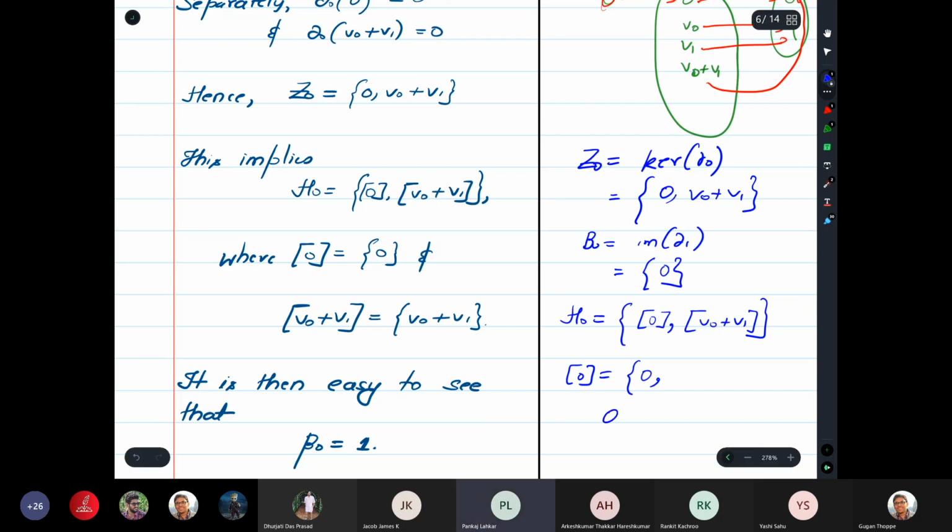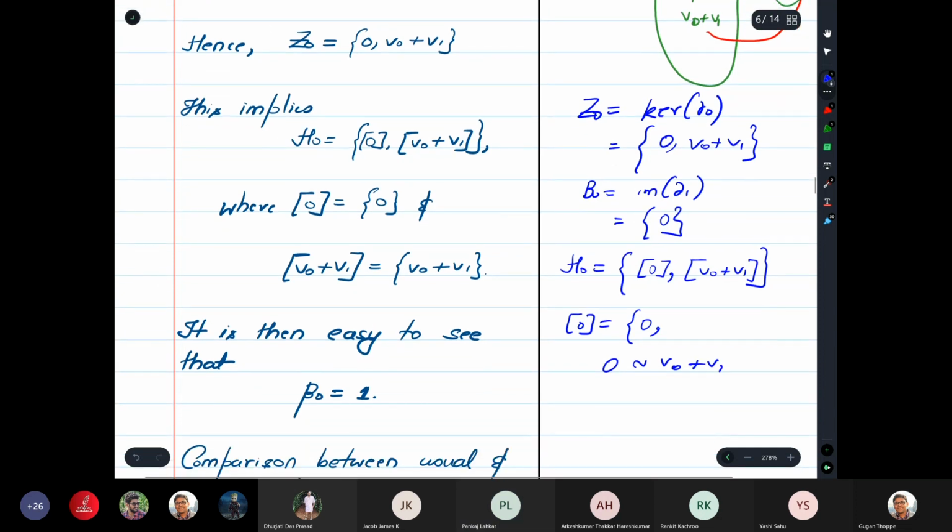I don't think so. The question I'm asking is whether the equivalence class of 0 is equivalent to that of V0 plus V1. That is the question. Okay, so your answer is no. No. Can you justify why?